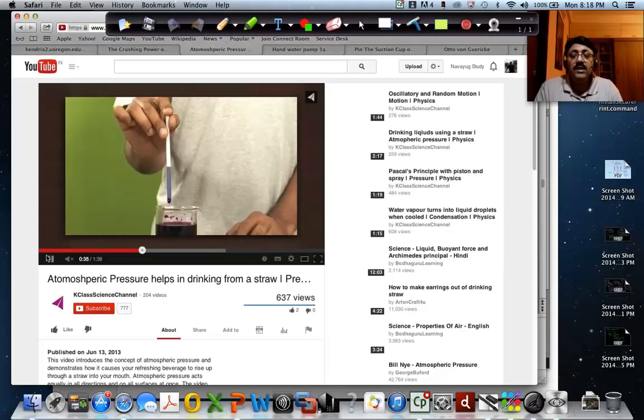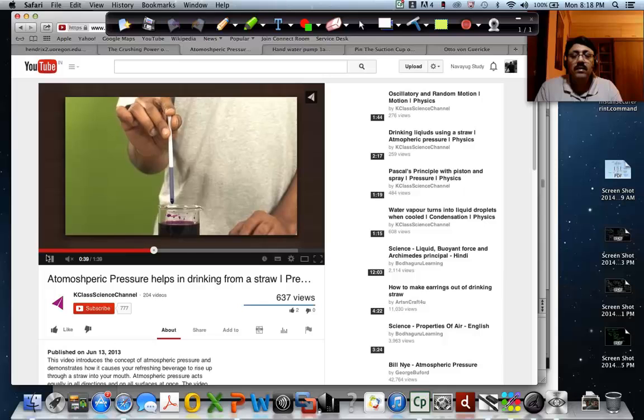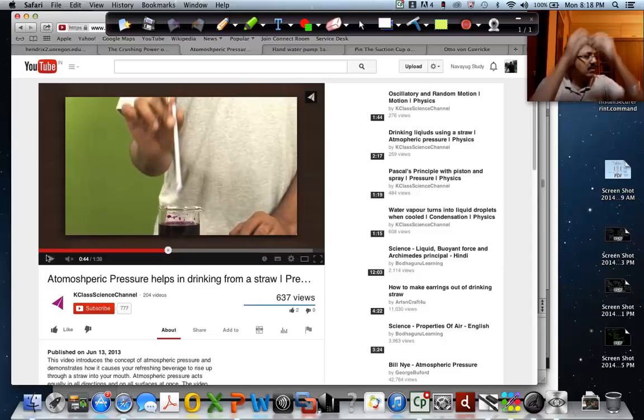As soon as he removes the finger, the atmospheric pressure acts from both ends. The weight of the liquid acted on it, and it fell down. Before that, atmospheric pressure was only from below to up. Understood the concept? So this is how I can explain.